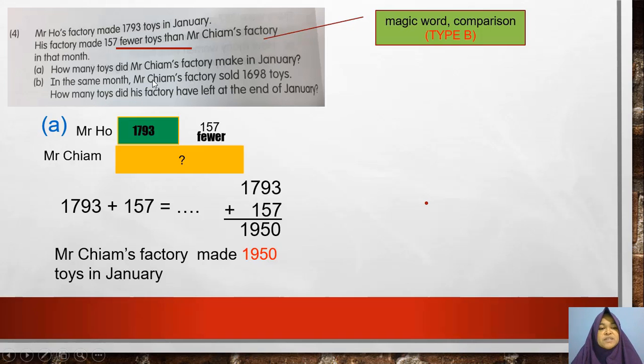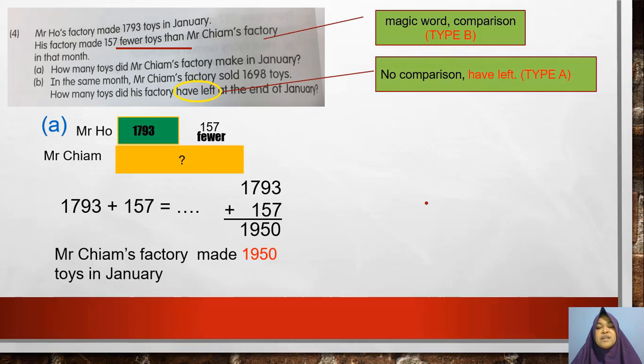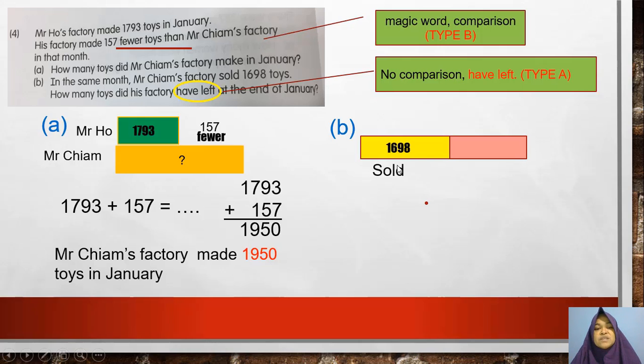Read the B question. In the same month, Mr. Chiam's factory sold 1,698 toys. How many toys did his factory have left at the end of January? Have left. No comparison, no magic word. And then it will be type A. Remember how you draw type A? It will be like this, and then you put sold first. Sold, how many? 1,698. And then how many that he made? 1,950. So left will be the question, because in the small box it will be subtraction.